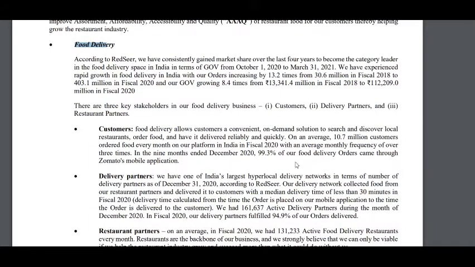So their main is food delivery and customer delivery partners. They have, and further details are that on an average, if you see, 10.7 million customers order food every month on their platform in the fiscal 2020.